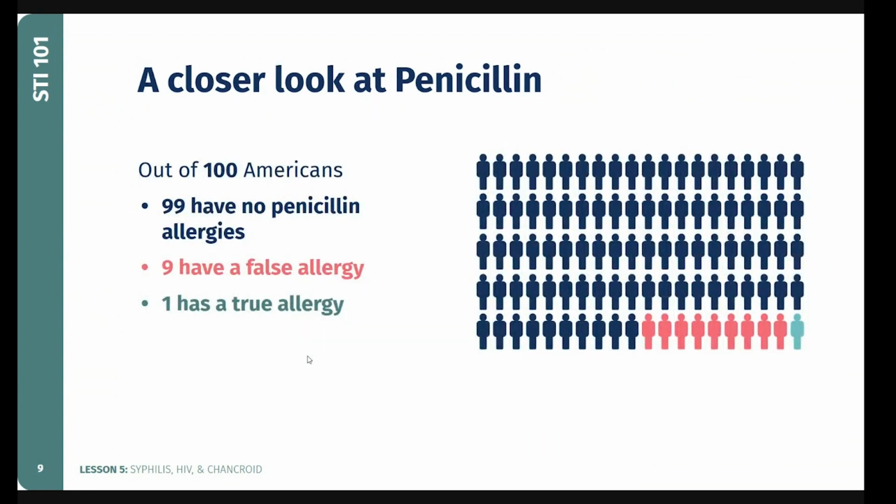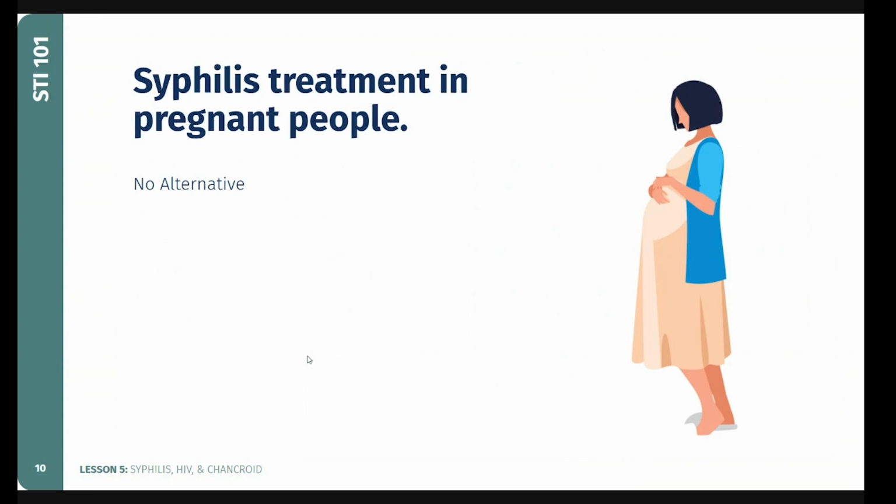Penicillin is one of the most commonly reported drug allergies, where about 10% of the population will report a penicillin allergy. Only about 1% of the population is truly allergic. There is no alternative regimen for treatment of any stage of syphilis in pregnant persons. If a pregnant person has a penicillin allergy, they will need to be desensitized. Desensitization needs to be coordinated with a medical provider. Desensitization is when smaller doses of penicillin are given in a controlled manner under the supervision of a medical provider until the patient can tolerate a full dose.